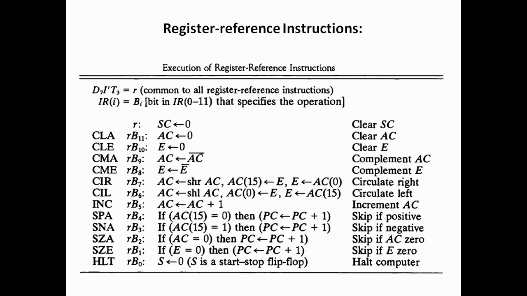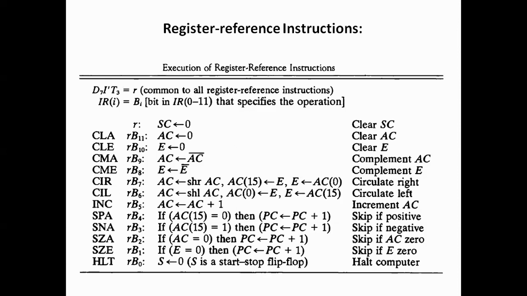Now let us study register reference instructions. A register reference instruction is one that operates on the contents of a register. In this instruction, there is no memory reference. The particular operand or the operation is to be performed on the contents of a register, of a CPU register.